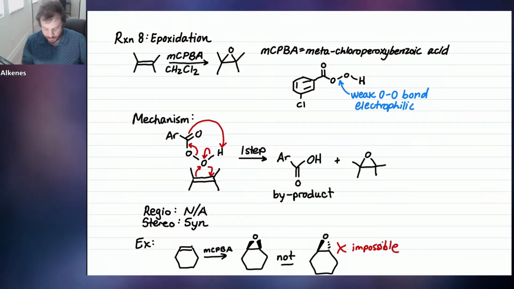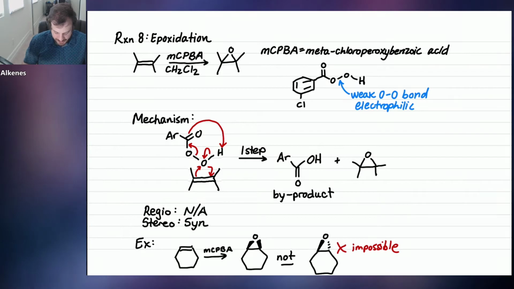You can never have a trans epoxide. Imagine trying to make a triangle where you've got one bond going up and the other going down. Where the heck's the oxygen supposed to go? It's got nowhere to be. So that's why it always goes on the same side for an epoxide to make a triangle. So there's no such thing as a trans epoxide.